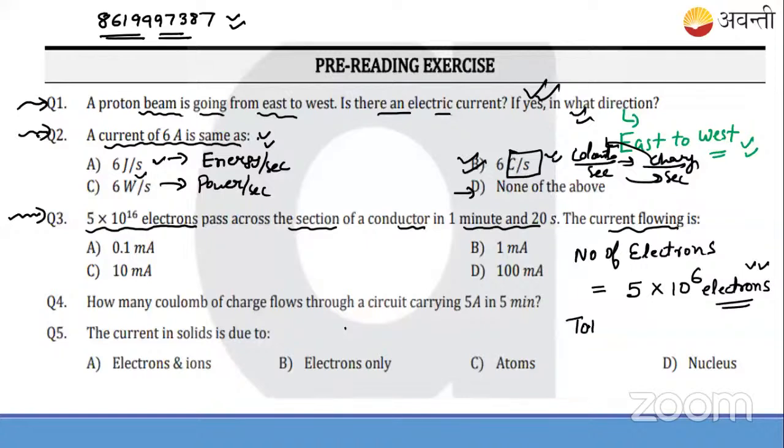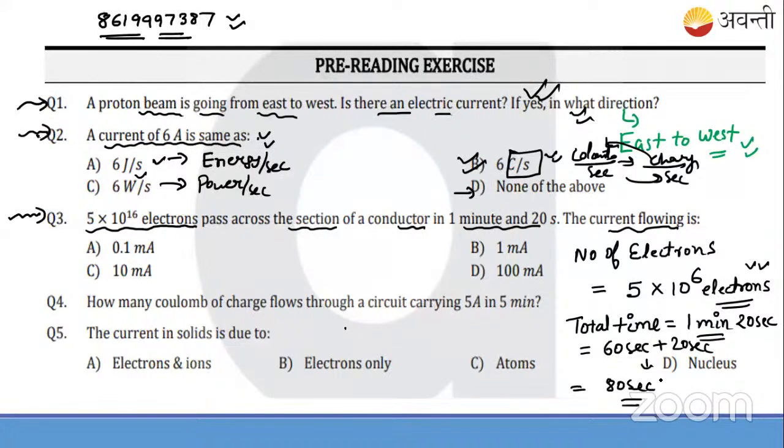And total time, if you see, these many electrons are passing in 1 minute and 20 seconds. So how much is 1 minute? 60 seconds plus 20 seconds, it is equal to 80 seconds. So these are the number of seconds taken by these many electrons to pass through the section of the conductor. They're asking us for the current flowing.